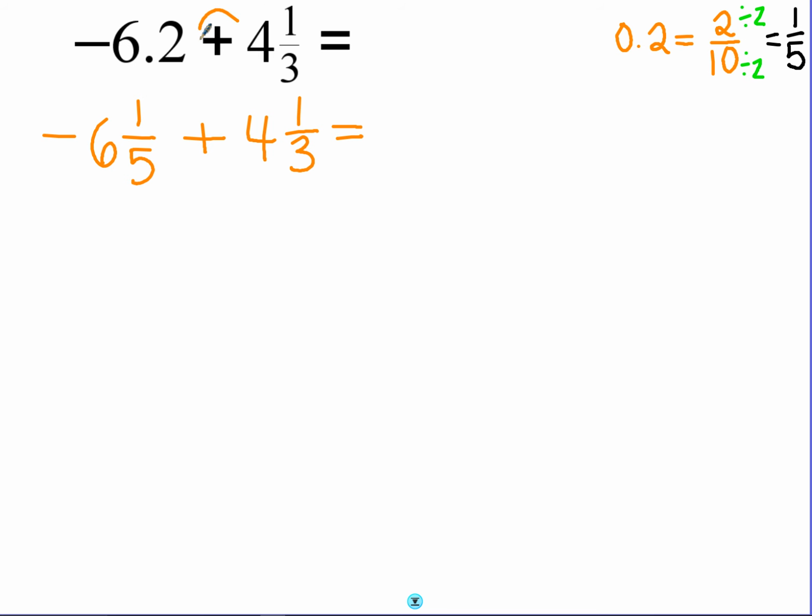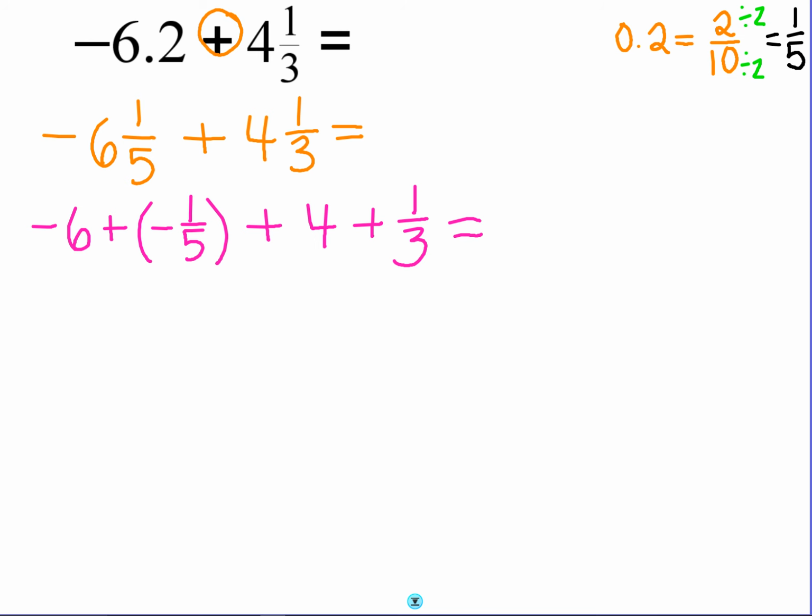Now it's already an addition problem, so I don't have to worry about the additive inverse property, but I am going to decompose each of my mixed numbers. So I have negative 6 plus negative 1/5, make sure you decompose that correctly, plus 4 plus 1/3. Decomposing negative, each piece should be negative. Decomposing positive, each piece should be positive.